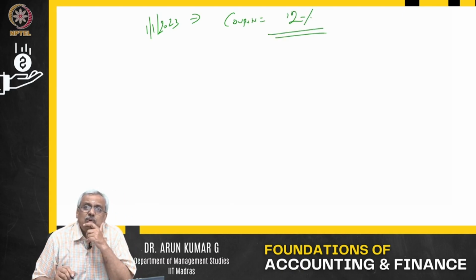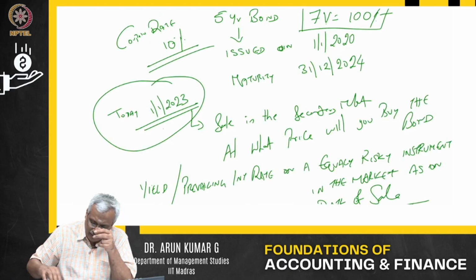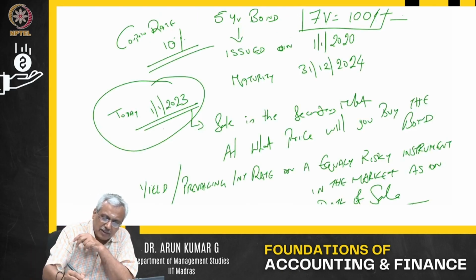That means what will I do? Will I buy this bond at $100? No, because if I buy this bond at $100, let us give a name to this particular bond. Let me name it bond A.